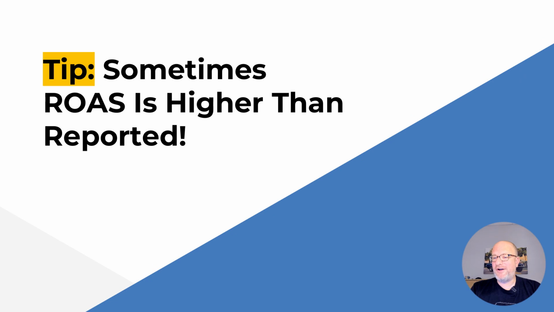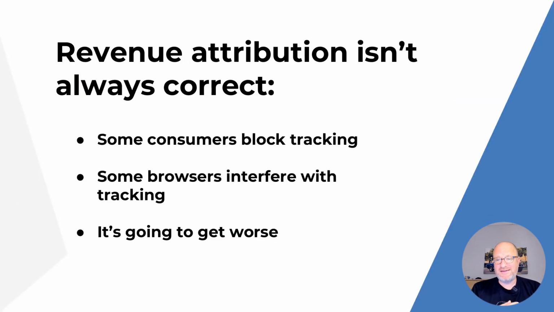Here's a tip. Return on ad spend is almost always higher than whatever is being reported in Google Ads, Google Analytics, etc. Facebook ads might be the exception. Facebook ads, whatever they report, is usually as high as ROAS could possibly be. Oftentimes, it's lower. Anyway, most of the time, your revenue attribution is not correct, and that's because some consumers are actively blocking tracking. They have privacy add-ons or privacy settings in their browsers that kind of screw everything up for us in terms of measurement. There also are some browsers that do this for people whether they ask for it or not. Cough, Apple. So whatever the problems are with attribution and calculating revenue back to ads, it's going to get worse.